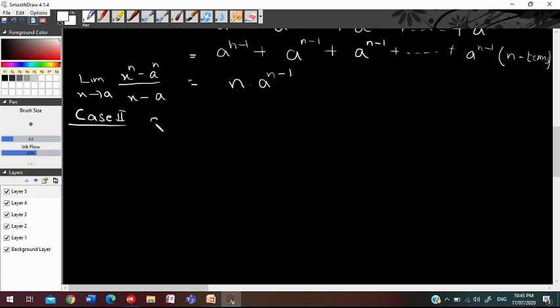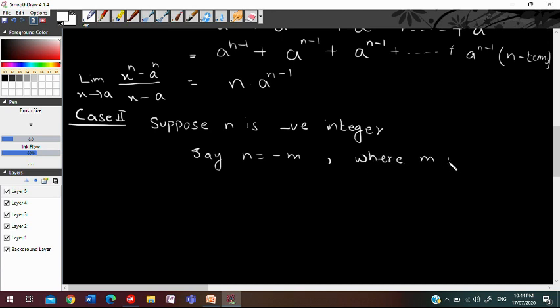So suppose n is a negative integer, say n is equal to minus m. Earlier n was a positive integer, but in this case we have considered that n is a negative integer, so we can write n is equal to minus m, where m itself is a positive integer. Now we start the solution of this part.